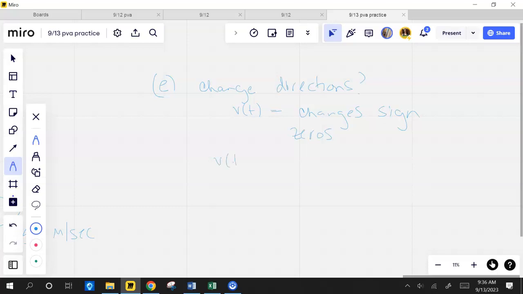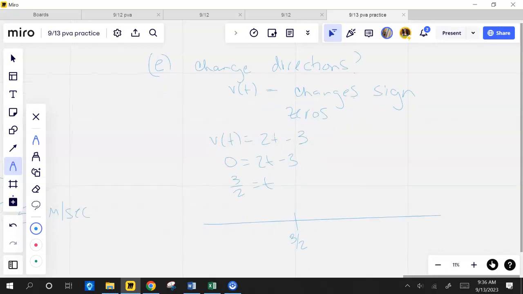What's the velocity equation here? 2t minus 3. So where does 2t minus 3 equal 0? 3 over 2 equals t. So that means at that time, I'm going to look at what's happening with velocity to let it tell me what's happening with position.